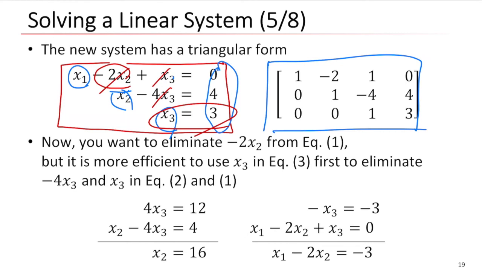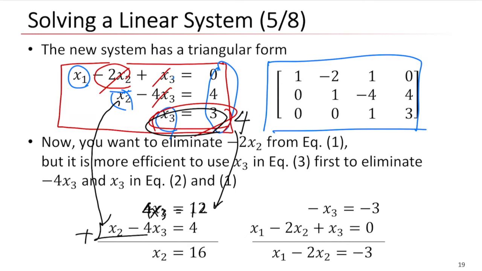So first of all, we can just multiply equation 3 by 4. So it will be like this: 4x3 is equal to 12. And there was the original equation 2, x2 minus 4 times x3 is equal to 4. And if we just add these two equations, we can get x2 is equal to 16, right?